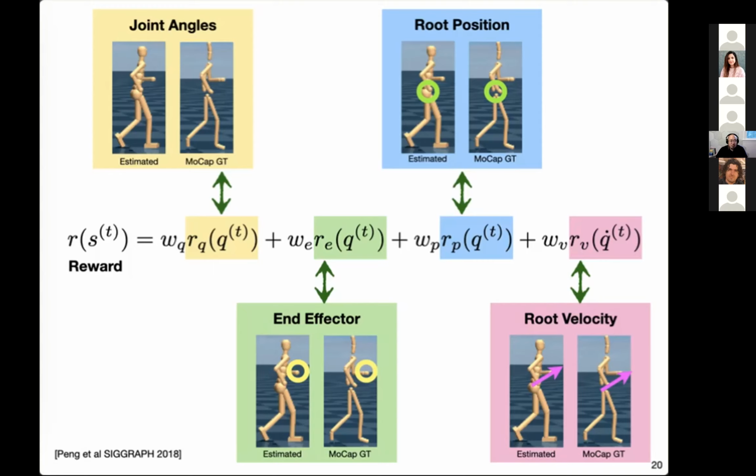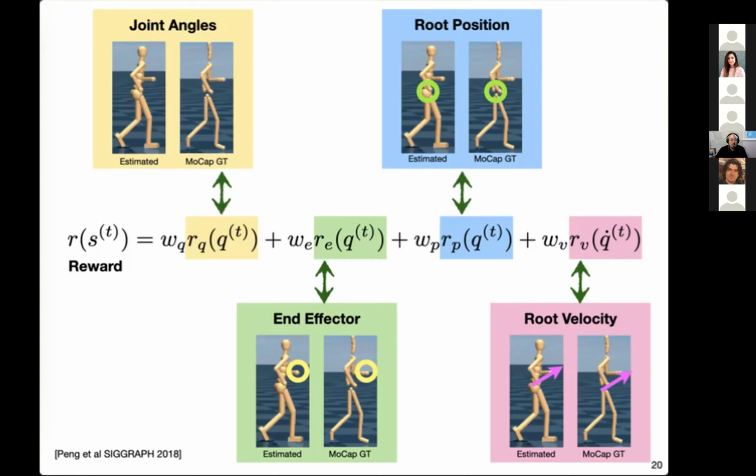So there are 4 different terms. The first one is checking if the joint angles between your estimated humanoid and the motion capture humanoid are similar. The second term is looking at the end effector, like hands and feet locations. The third term is looking at the root, so this is the absolute motion of the humanoid. Does it match the ground truth motion capture? And then also root velocity. Okay, so once you've defined the MDP, there are many algorithms for solving the MDP.